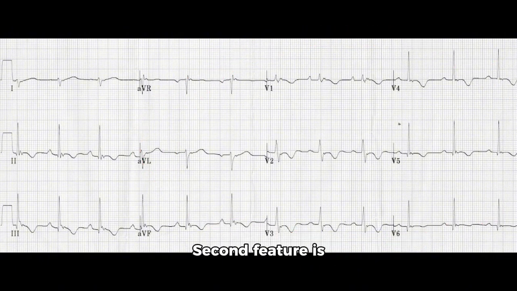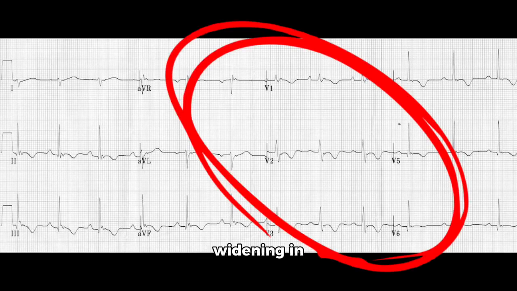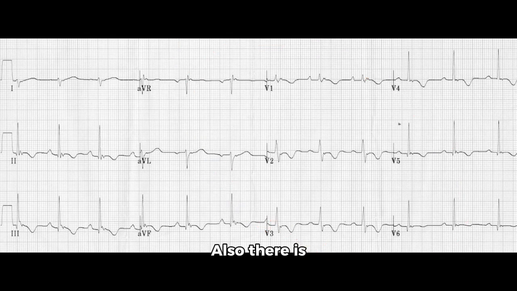Second feature is epsilon wave, which is the most specific finding, seen in 50% of patients. There is localized QRS widening in V1 to 3, which is more than 110 milliseconds. Also, there is prolonged S-wave upstroke of 55 milliseconds in V1 to 3.